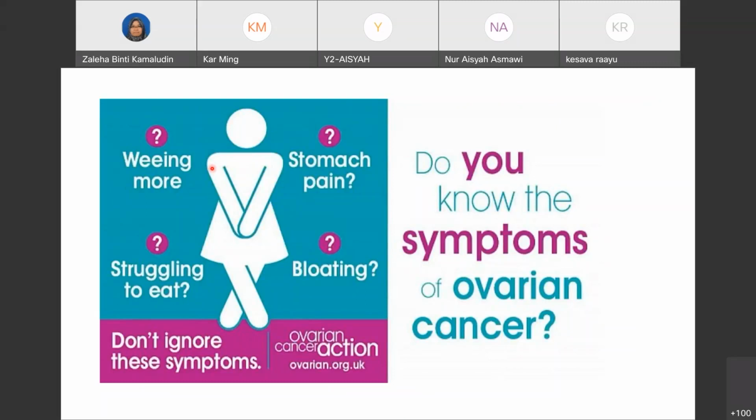So what are the patient's symptoms? Basically the symptoms are sometimes quite subtle. Some patients already come at a late stage, but some patients may be diagnosed at an early stage, all right? So these are some of the common symptoms presented: increase in urination, abdominal or stomach discomfort, pain, struggling to eat, meaning they already have loss of appetite, loss of weight, and feeling of bloating, all right?